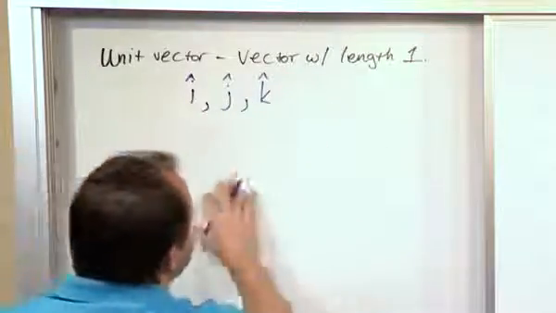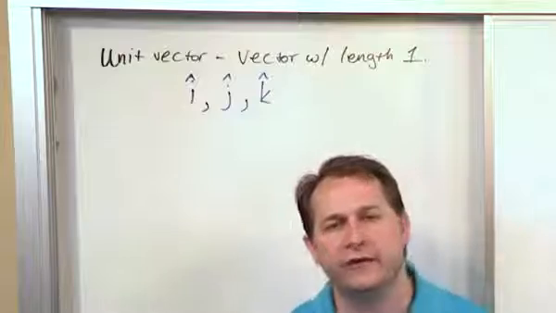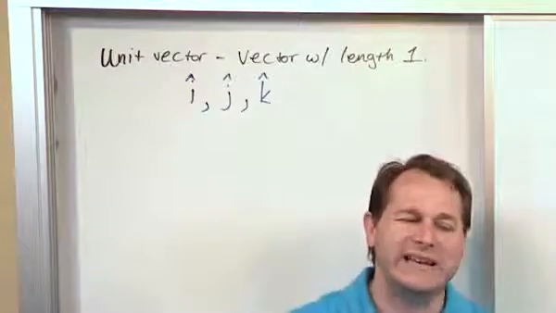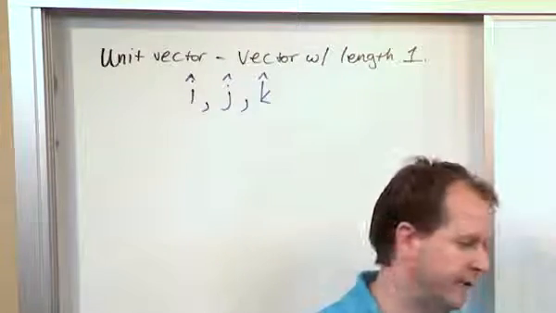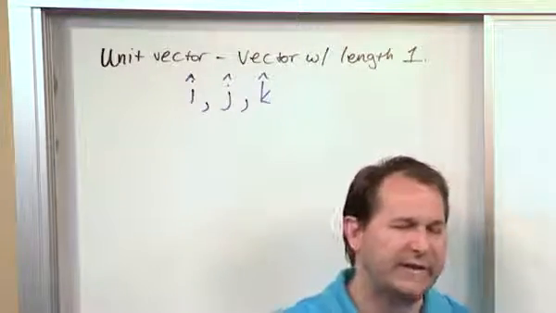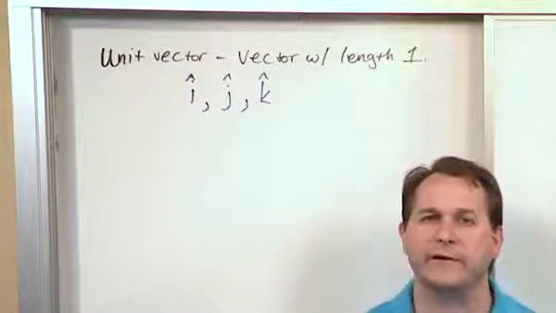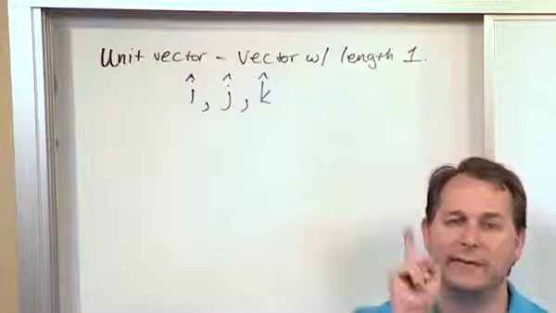And remember, I can draw x, y, z axes, and I can show you that i hat points along x, j hat points along y, k hat points along z. We need those to write down our Cartesian representation of a vector. But don't forget that those are just unit vectors, and the general definition for a unit vector is any vector that just points in whatever direction with a length of 1.